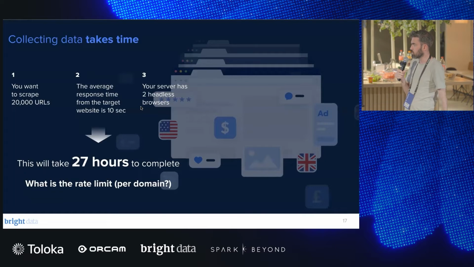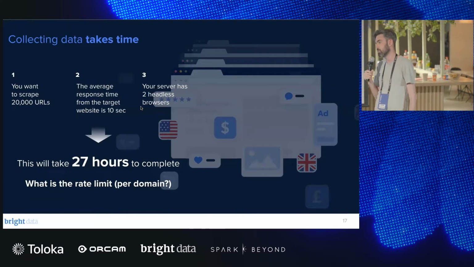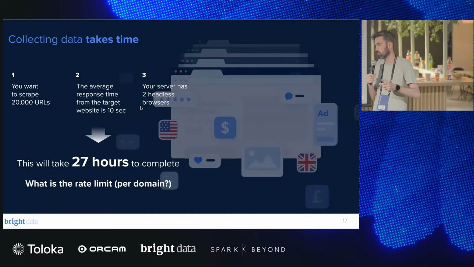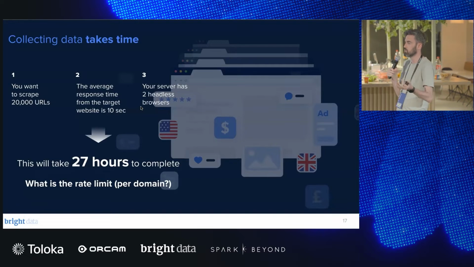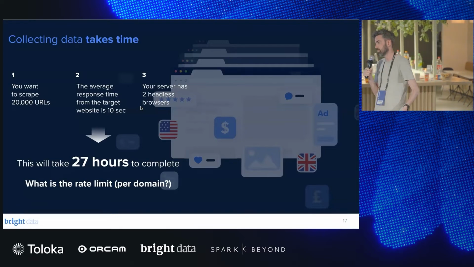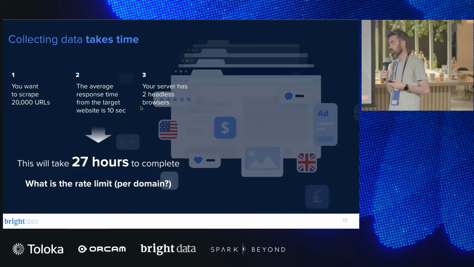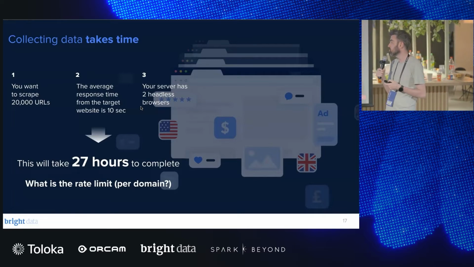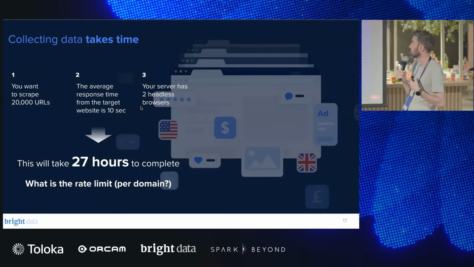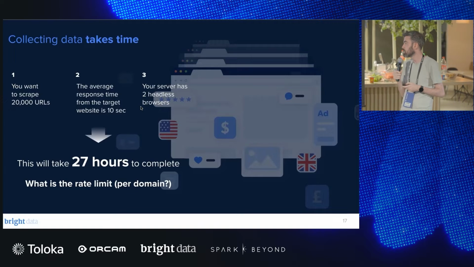I don't know if you know that, but if you want to collect, as an example, 20,000 products, and you have just 2 browsers, and let's say that it will take you 10 seconds to collect each one, it will take you 27 hours. It's a lot of time. And no one wants to collect 20,000 something. It's nothing. You want to collect millions. So then you need a large infrastructure, a huge infrastructure in order to do that. And we are doing that on a daily basis.